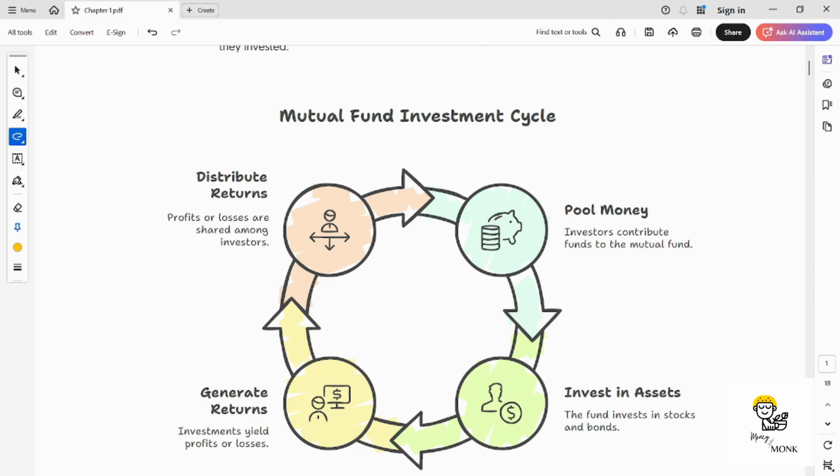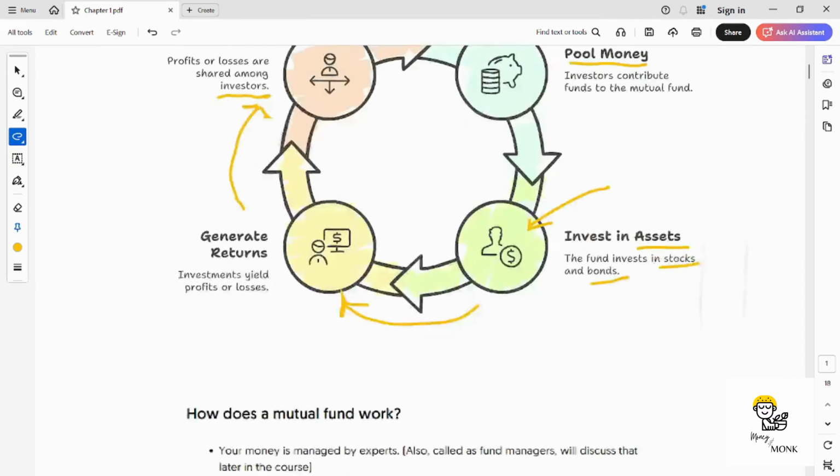Now let's take a look at this little diagram of the mutual fund investment cycle. The first step, pool money: investors contribute to the mutual fund. Next, invest in assets: the bank invests money from the fund into stocks and bonds. Because it's invested, it's going to generate returns. The investment yields profits or losses, and then whatever it made gets distributed among the investors.